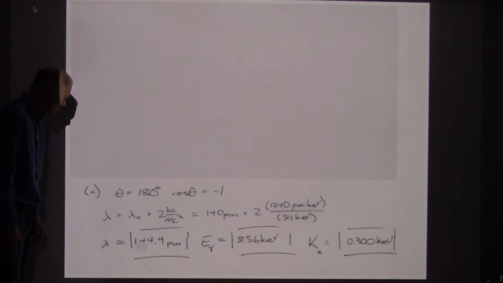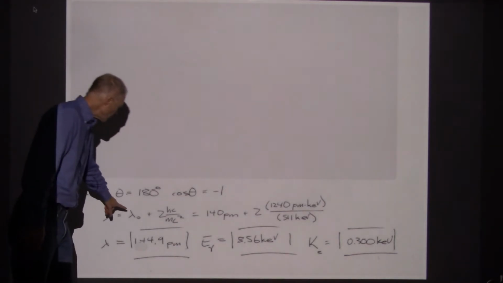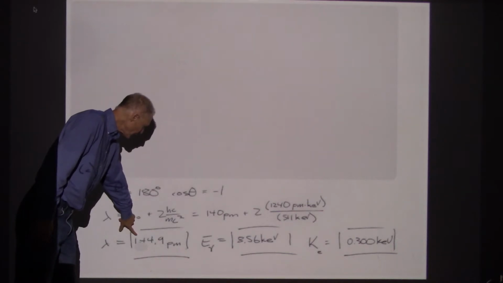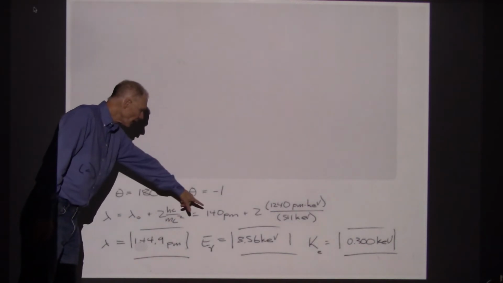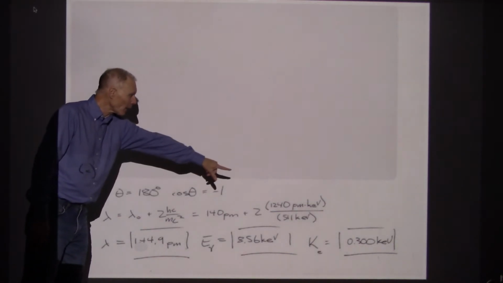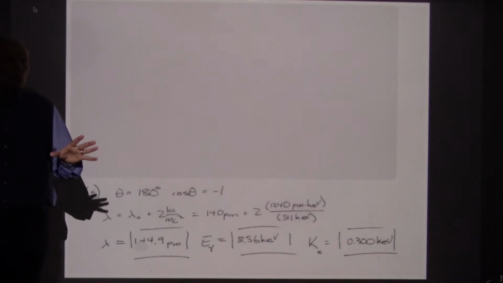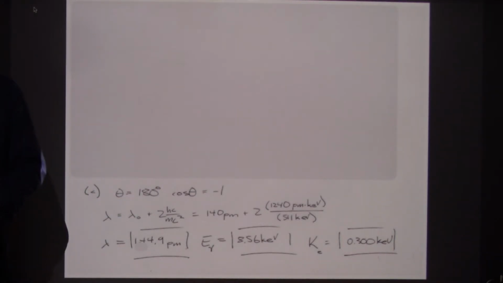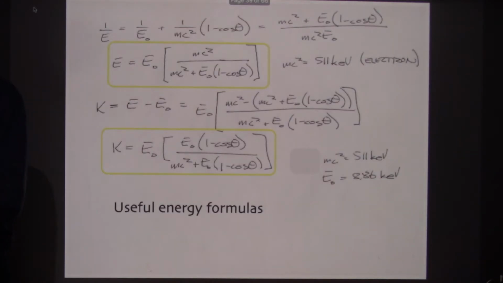I just went ahead and did part C here. When I carry out this calculation, I get 144.9. This is the energy of the photon coming out, and this time we've been able to transfer more energy to the electron. So again, Compton effect, high energy photons coming in, transferring energy.